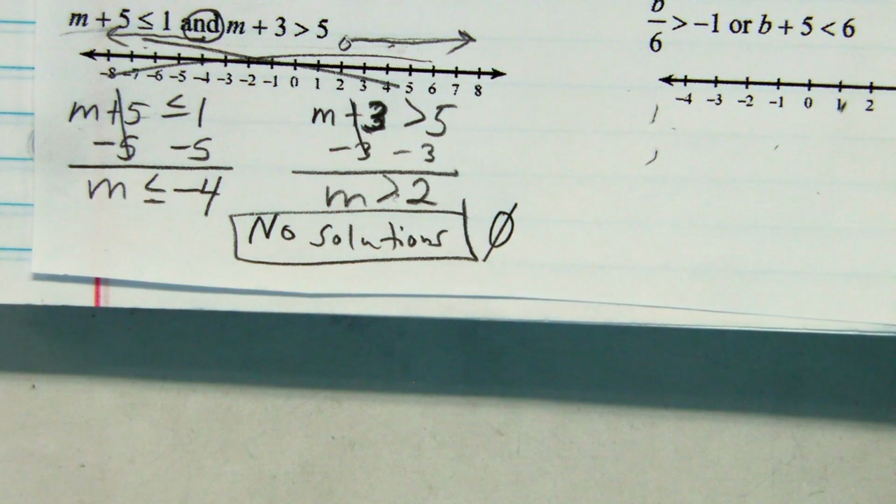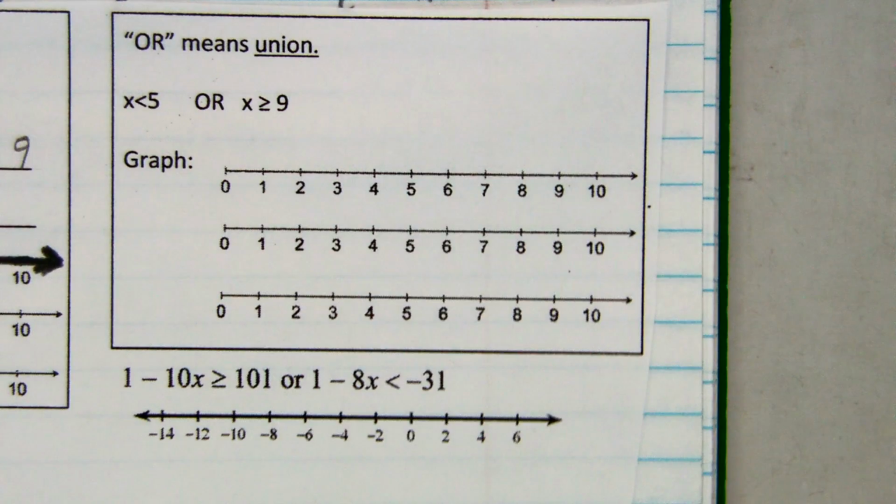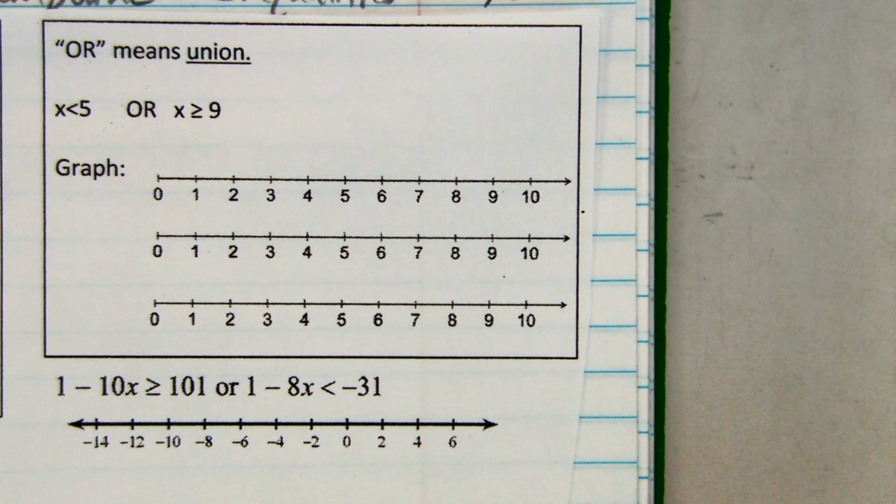Okay, so those are the ands. Now the ors are a little bit simpler, I think, but you have to kind of switch your brain, and you have to pay attention to whether it says and or. So we'll go up to the top of the page over here where we talk about the ors. Okay?